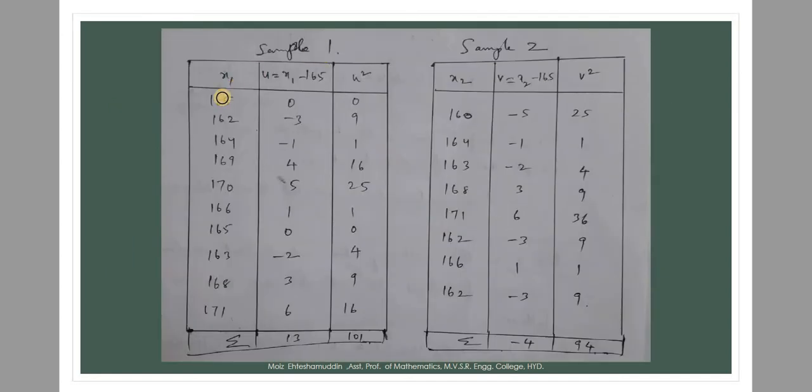So for sample 1, these are the x1 values. Because the values are big, I am taking the deviation from 165, that is, I am taking 165 as the assumed mean and removing it, calculating the deviations. So I am calculating the standard deviation by the deviation method. You can assume any number other than 165, of course, that is allowed. By taking this u, I am calculating this u square. Similarly for the second sample I am calculating these values.